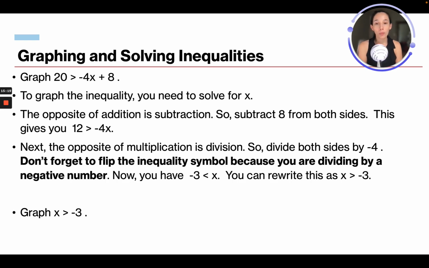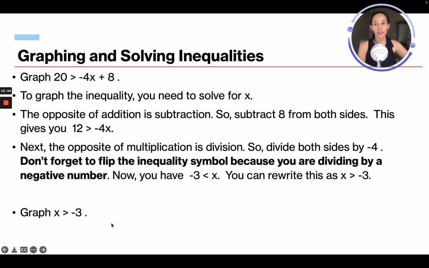So now we're going to divide both sides by negative 4. This will cancel out. This is going to become negative 3 because 12 divided by negative 4 is negative 3. And this sign is going to flip because we're dividing by a negative number. So now we have negative 3 is less than x. We can also rewrite this as x is greater than negative 3. So we could graph x is greater than negative 3.